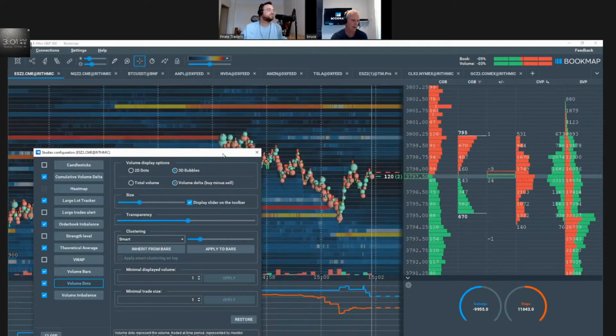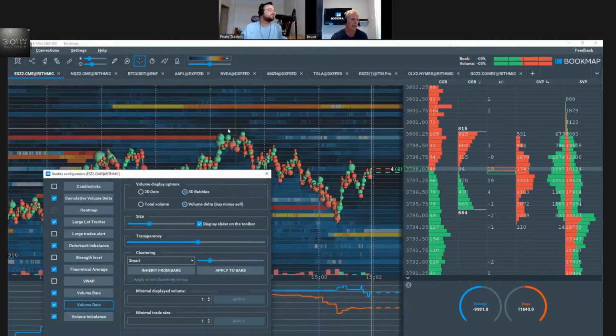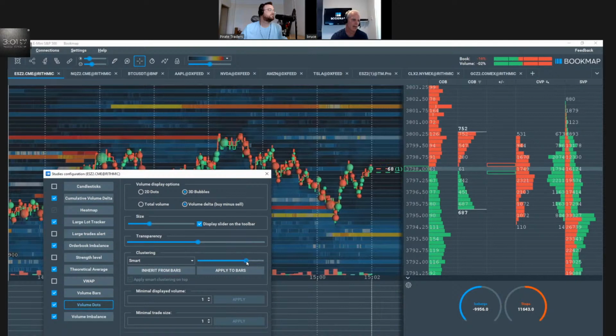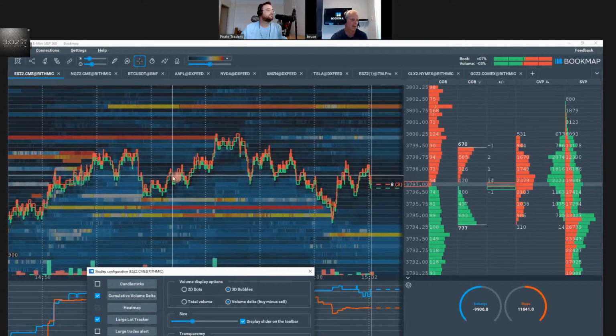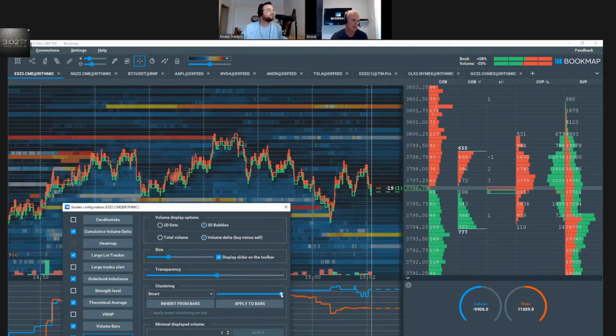It has a slider in here that you can use. So it actually has a sphere of influence by time and volume. If I use the slider here and go way over to the farthest right-hand side, there's only one volume dot right in the middle of the chart. So that's not helping us too much.